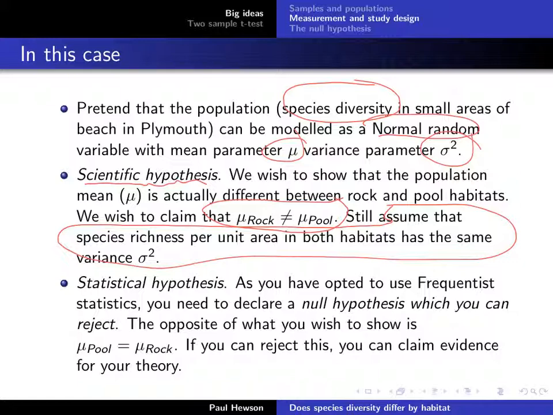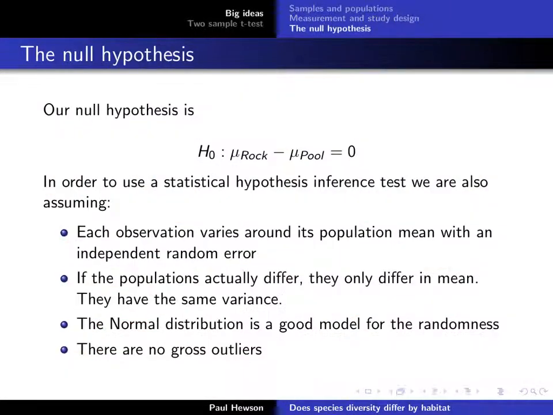In order to do this, we have to set up a statistical hypothesis, and we're looking for a null hypothesis which we can reject. So our null hypothesis is going to be that the population mean in pool habitats is the same as the population mean in rock habitats. And we have statistical procedures that let us tell whether the data in our sample entitle us to reject that null hypothesis. So, let's set this out all ready for a study.